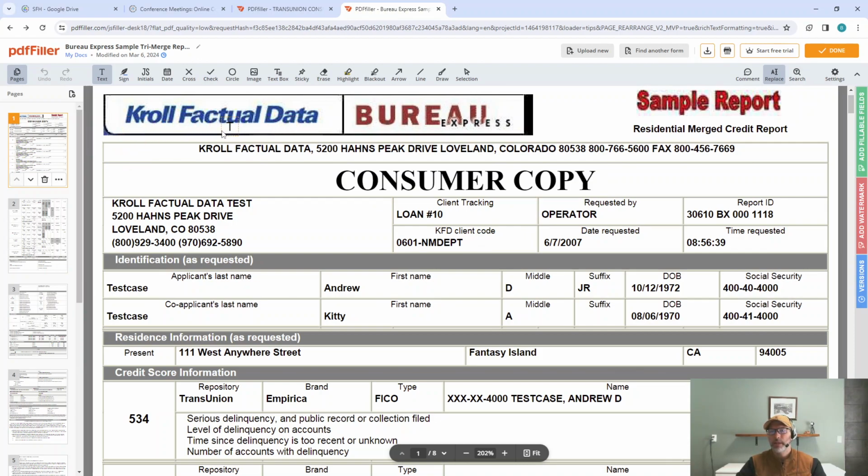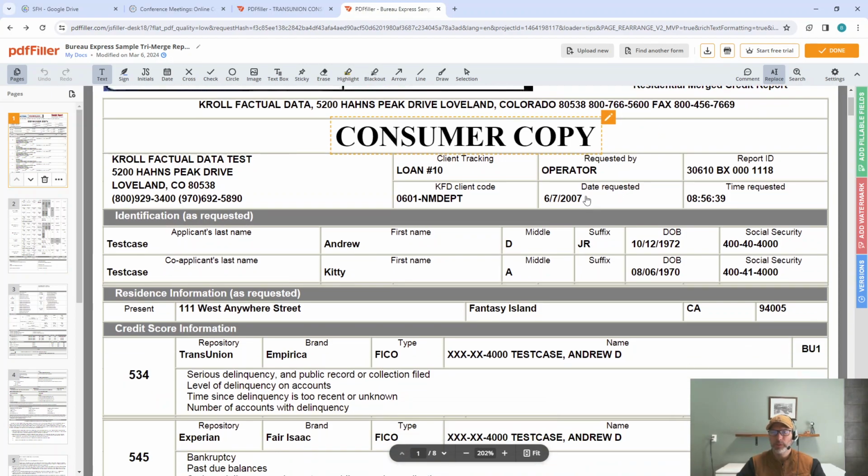Factual Data is a format that I used to see fairly frequently in the mortgage world that a lot of loan officers would use. And you'll see this is called a residential merged credit report. And what that means is you have all 3 credit reporting agencies on this report. You could have 2, but generally you'll see 3.